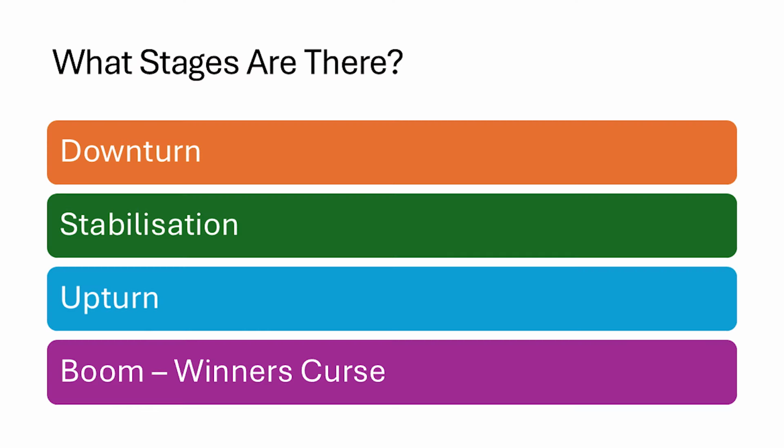There's a few different stages of the property clock. I just want to mention the main ones, and then a key part of one. First of all, we have downturn. Second of all, stabilization. Third of all, upturn. Finally, the boom section. And in the boom section, there's actually another section called the winner's curse.